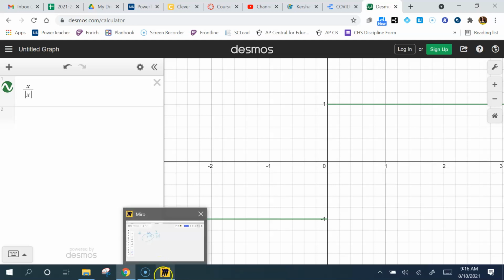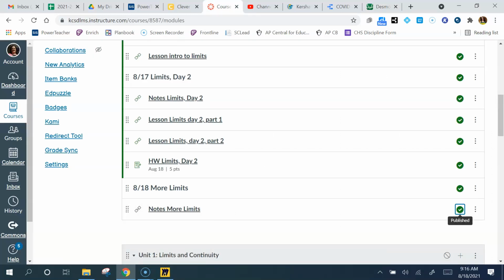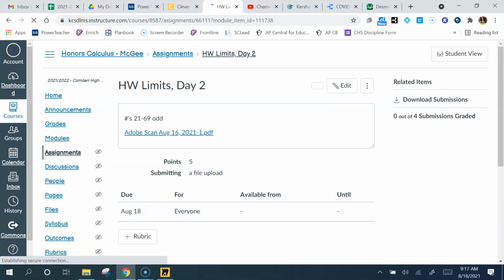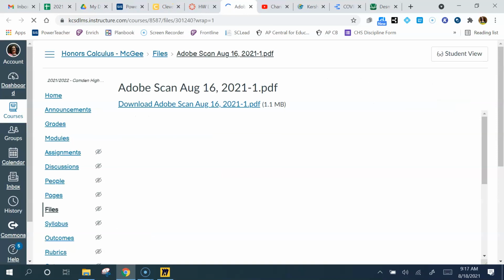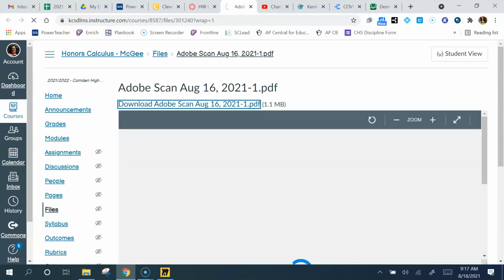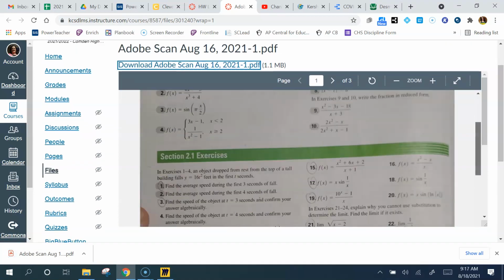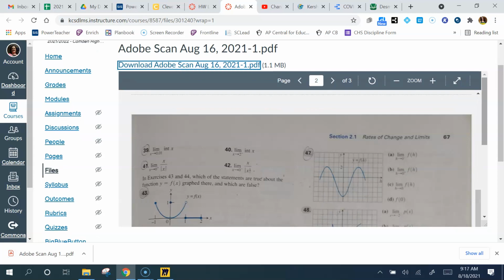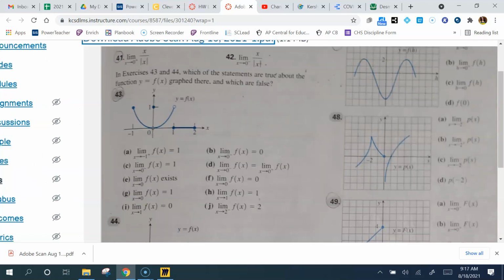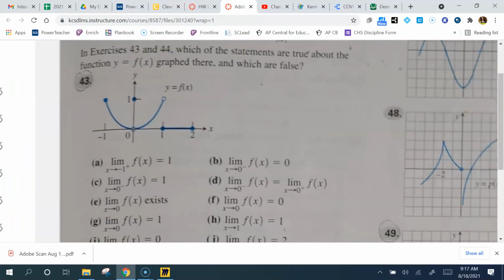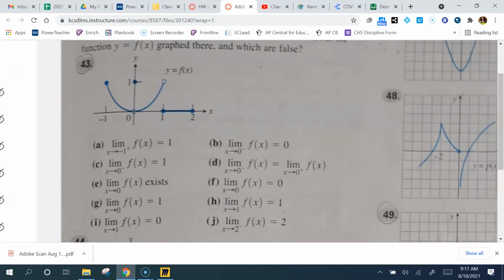All right. Let's look at 43. In fact, let me pull up the file so we can look at the graph. All right, 43. I mean, they're all asking the same thing. If you can do one, you can do all the rest. All right, so let's look.